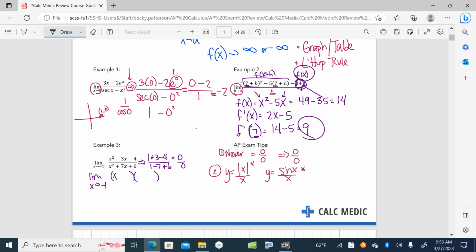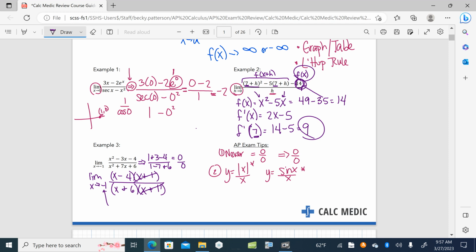So if I factor this, and that cancels. And when that cancels, I know that that was the problem area, because when I plug in -1, that's the part that would have produced that indeterminate form. So now I can just plug in my -1.